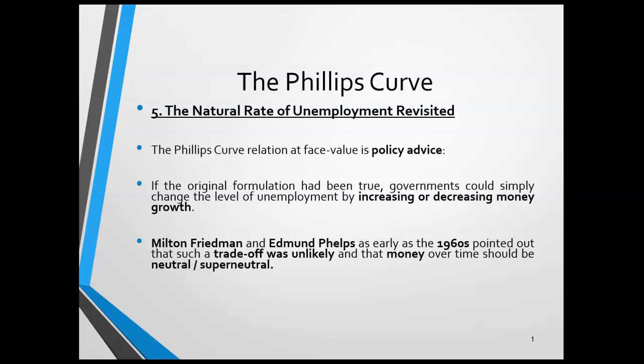Now, while it's great on paper, some economists very early on, and specifically Milton Friedman and Edmund Phelps, pointed out as early as the 1960s that this trade-off was unlikely to be stable, and that money over time should be neutral or super-neutral. We already know what neutral means. It means that changes in the money supply do not affect the level of any real variables like GDP. Super-neutral simply is an extension of that.